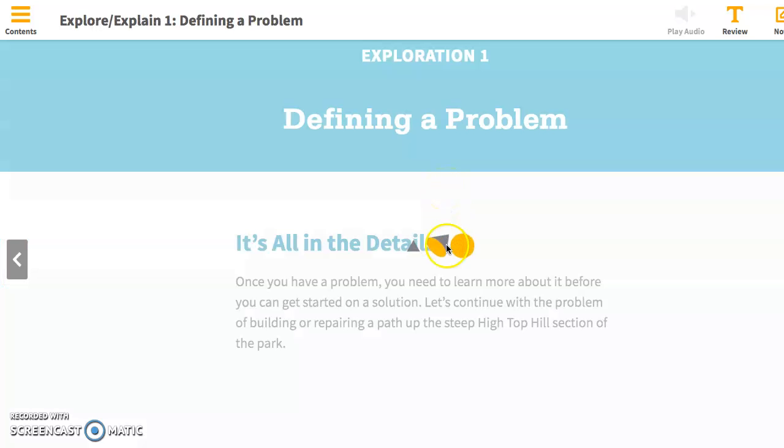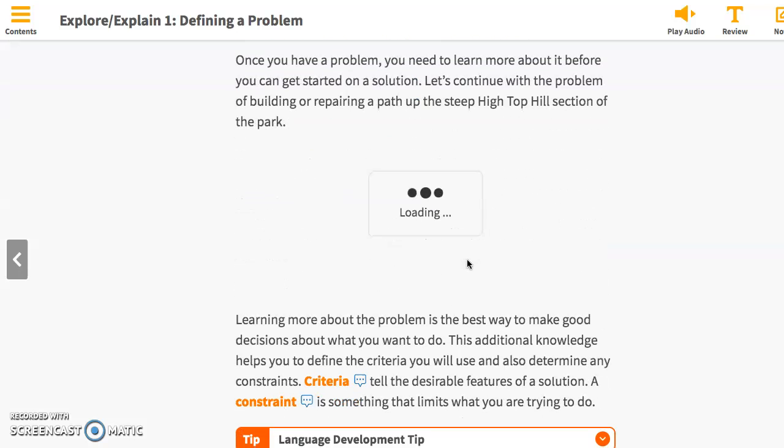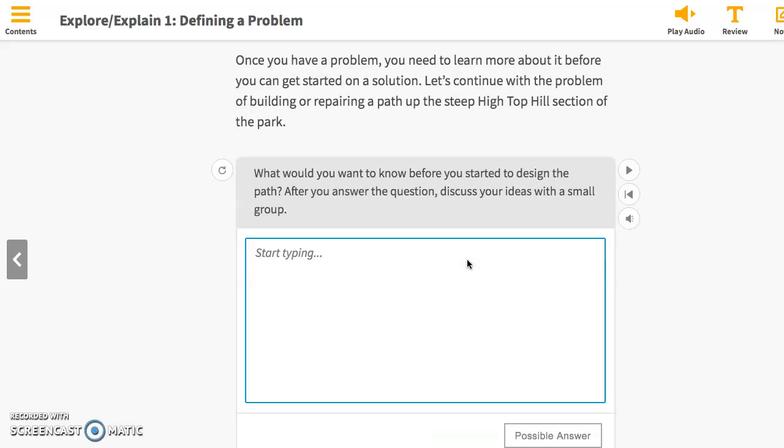Okay, defining a problem. We're going to keep talking about how to repair and build this path on the top hill section of the park. What would you want to know before you're even starting to design your path, right? How long is the path? I would want to know how wide the path needed to be, right? How big are people's steps? Like how wide does this actual path need to be?